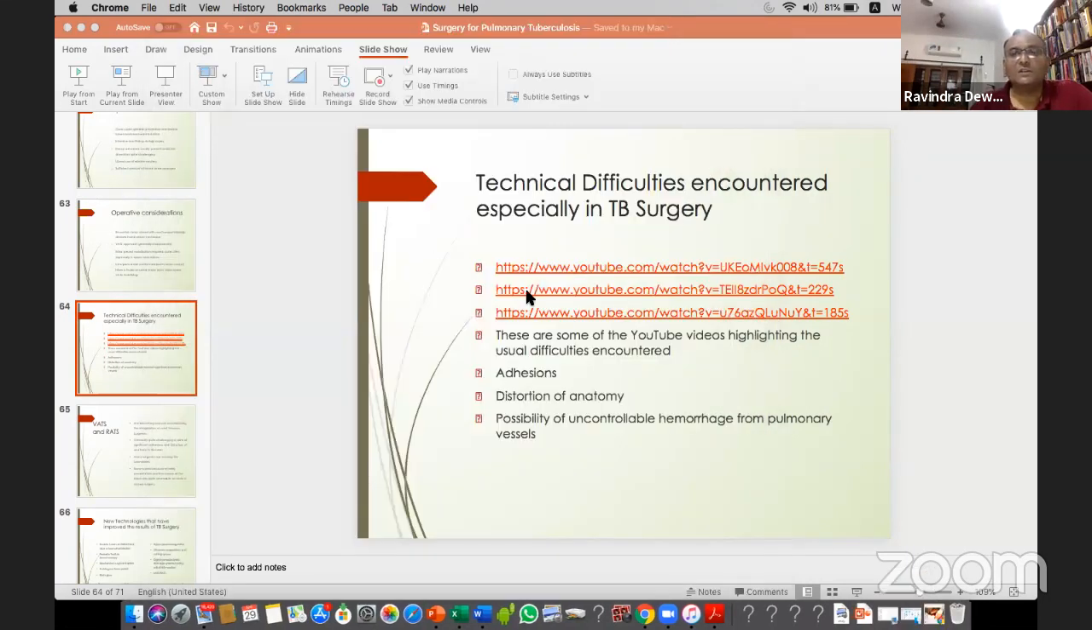tuberculosis, these are some YouTube videos which are highlighting the usual difficulties. If we go through these videos carefully, one can see those difficulties are generally caused by adhesions and distortion of anatomy. What is most important in the surgeon's mind is the possibility of uncontrollable hemorrhage from pulmonary vessels, and that's why it has to be done very carefully, deliberately, and after some experience.